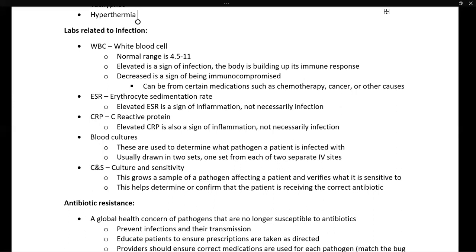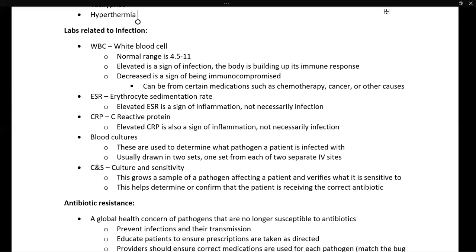The lab may also come back low, below 4.5. And this would be in a case of a patient being immunocompromised, where something is damaging their immune system. This can be from medications such as cancer-treating drugs, which are called chemotherapy. It could be from a cancer, or it could be from other causes.